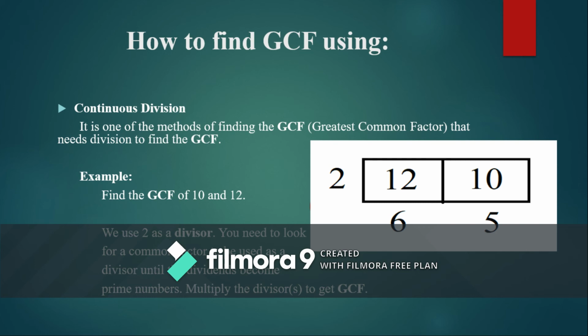For this process, you need to look for a common factor to be used as a divisor until the dividends become prime numbers, or let's say one of them is a prime number, like in the picture here on the screen. To get the GCF, you need to multiply the divisors you used to get the prime numbers. In the picture we have 2, so 2 is the GCF of 10 and 12.